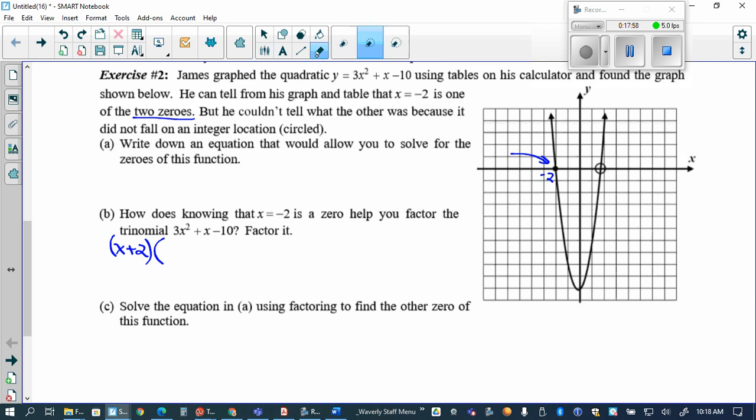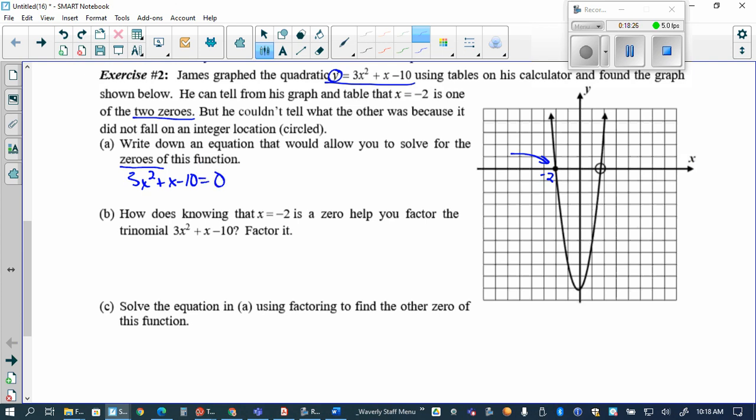So let's do the first part. Part A says write down an equation that will allow you to solve for the zeros. So here's our function. What would be our equation to help us solve for the zeros? The zeros mean that y is going to equal what? y is going to be 0. So 3x squared plus x minus 10 equals 0, because y has to be 0 to find the zeros. That's what we're getting at.